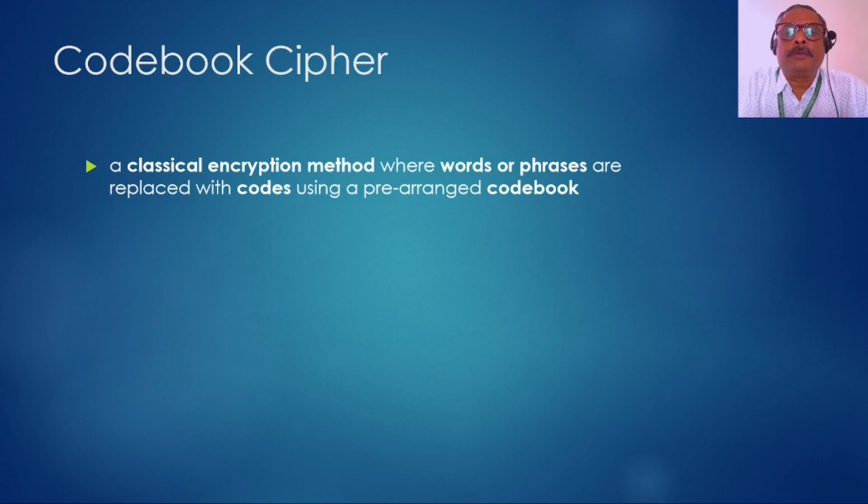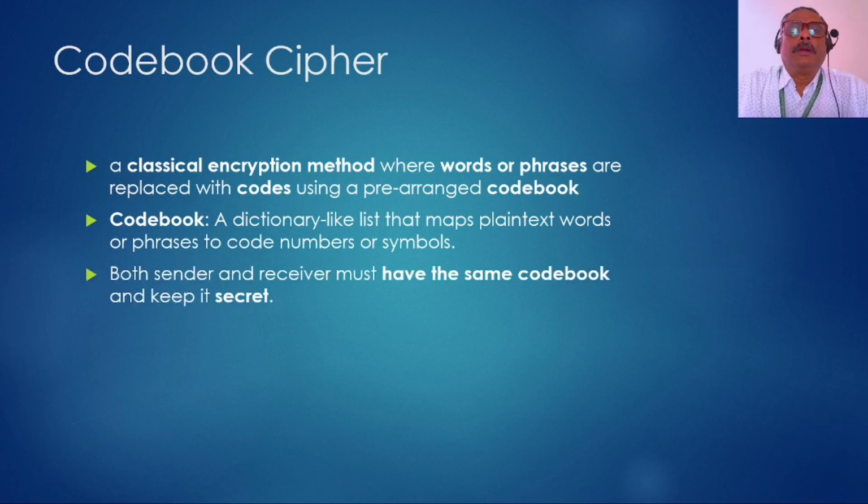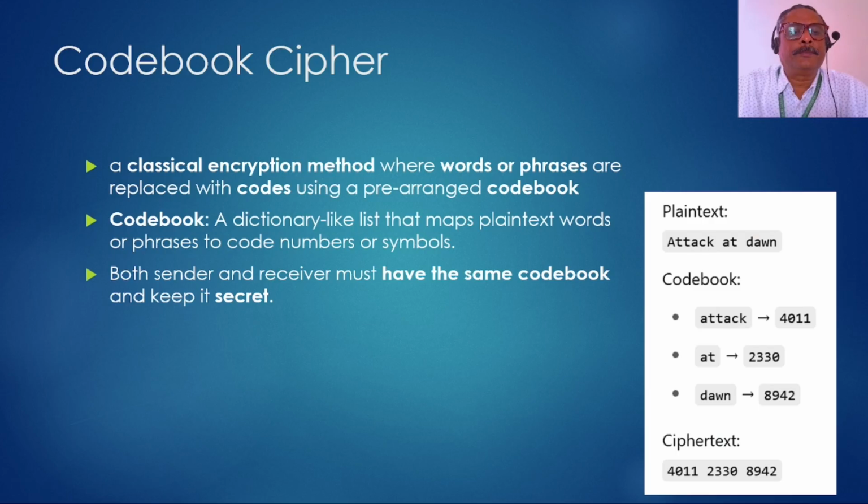But how do we know which word or which phrase has got what code? For that we have a codebook, which is a dictionary-like list that maps plain text words or phrases to code numbers or symbols. In this case, both the sender and the receiver must have the same codebook and must keep it secret. Otherwise there is no meaning of cipher, there is no meaning of security.